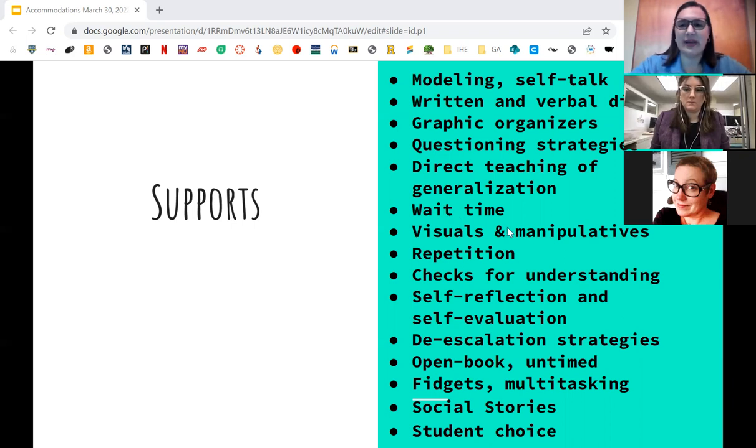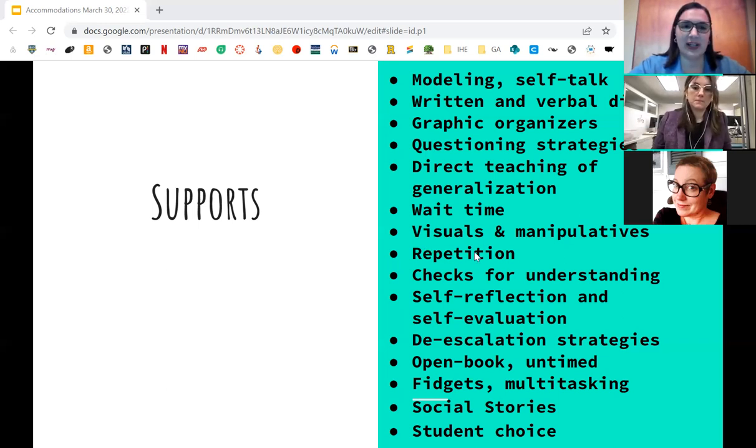Providing visuals and manipulatives can be really helpful. So this can be through pictures. This can be through tools that help us to do hands-on practice with our content. This can even be through visuals that have a little picture next to each item on the agenda to have a visual tie down that helps to support that comprehension.